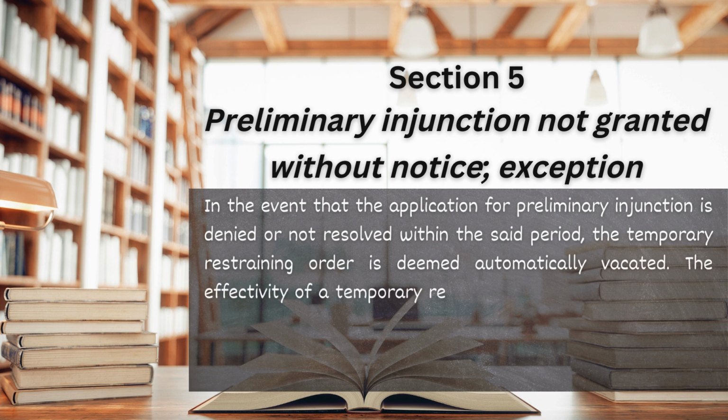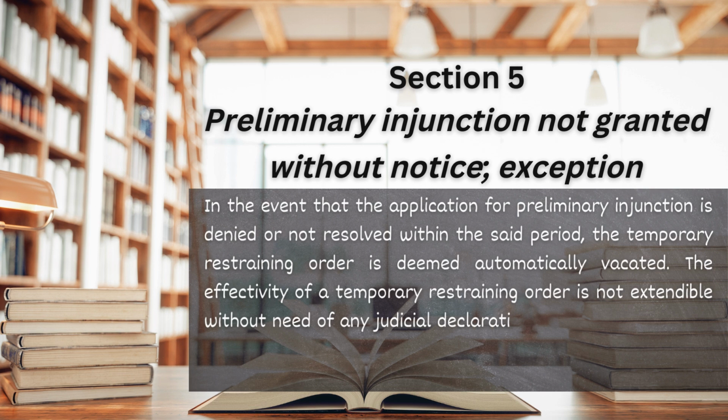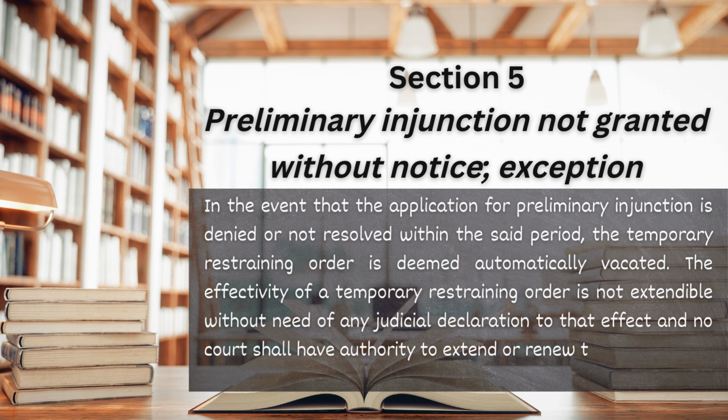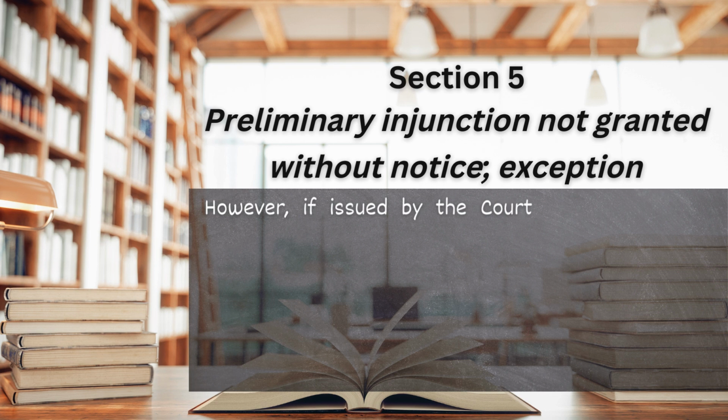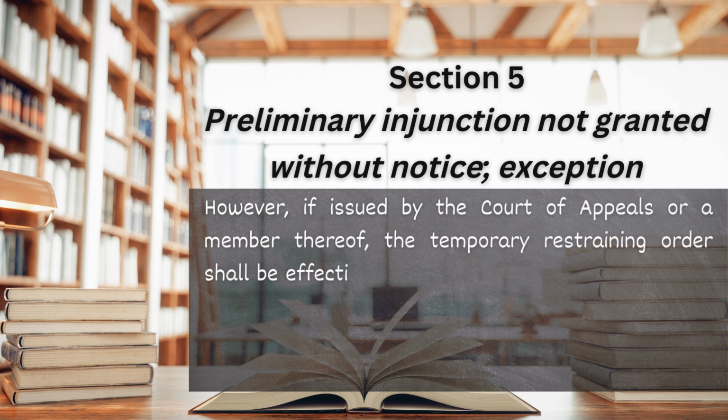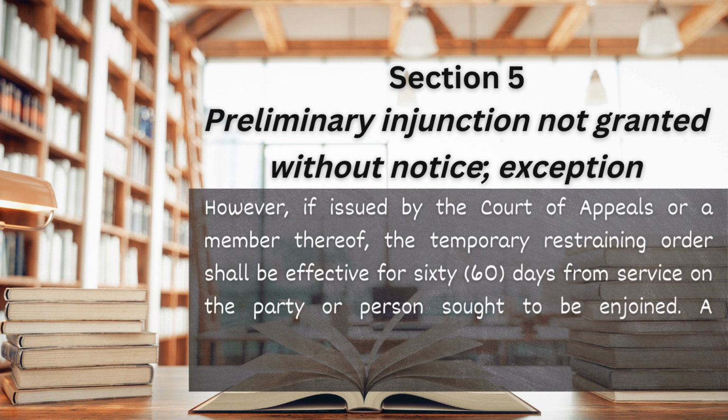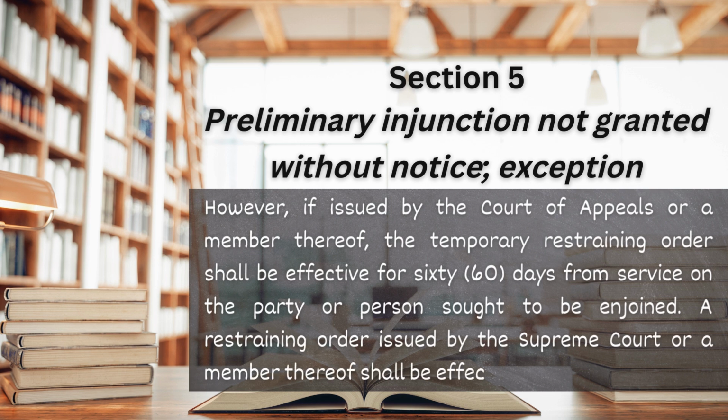The effectivity of a temporary restraining order is not extendable without need of any judicial declaration to that effect, and no court shall have authority to extend or renew the same on the same ground for which it was issued. However, if issued by the Court of Appeals or a member thereof, the temporary restraining order shall be effective for 60 days from service on the party or person sought to be enjoined. A restraining order issued by the Supreme Court or a member thereof shall be effective until further orders.